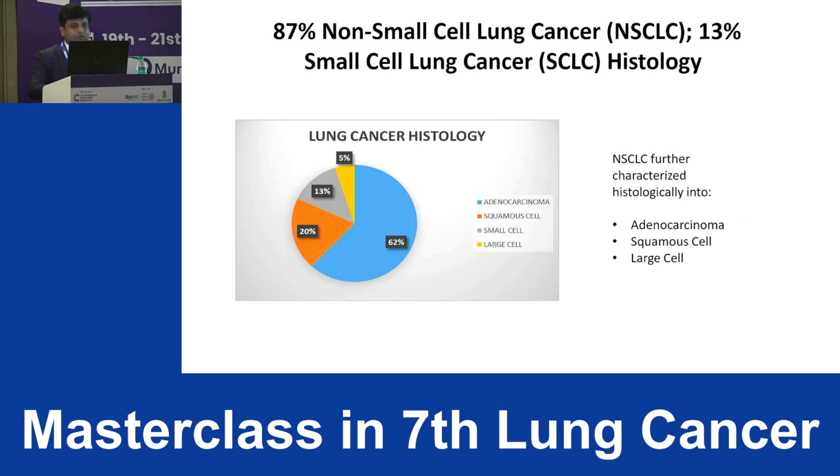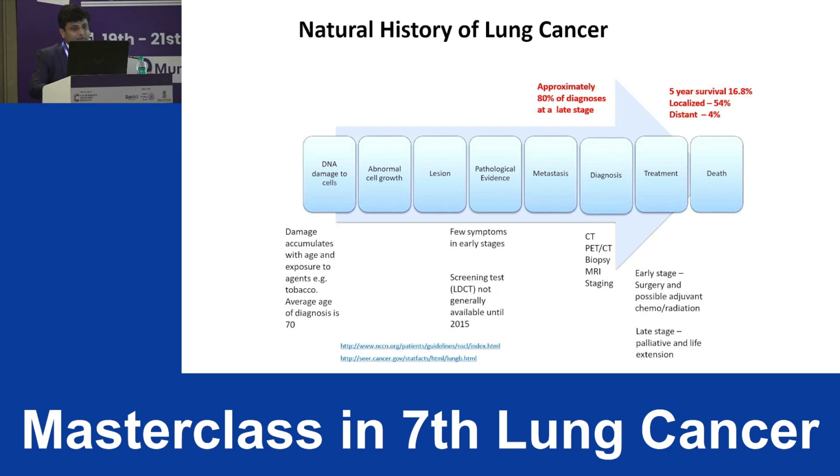So I'll skip this one. All of us know that most lung cancers are non-small cell, and the rest are small cell and other cancers. Coming to the natural history of lung cancer, starting from DNA damage to cells, most cancers are diagnosed at very advanced stages. Approximately 80% of total lung cancers are diagnosed in locally advanced or metastatic disease, where 5-year survival remains very poor, less than 20%, sometimes as low as 0 to 4%.